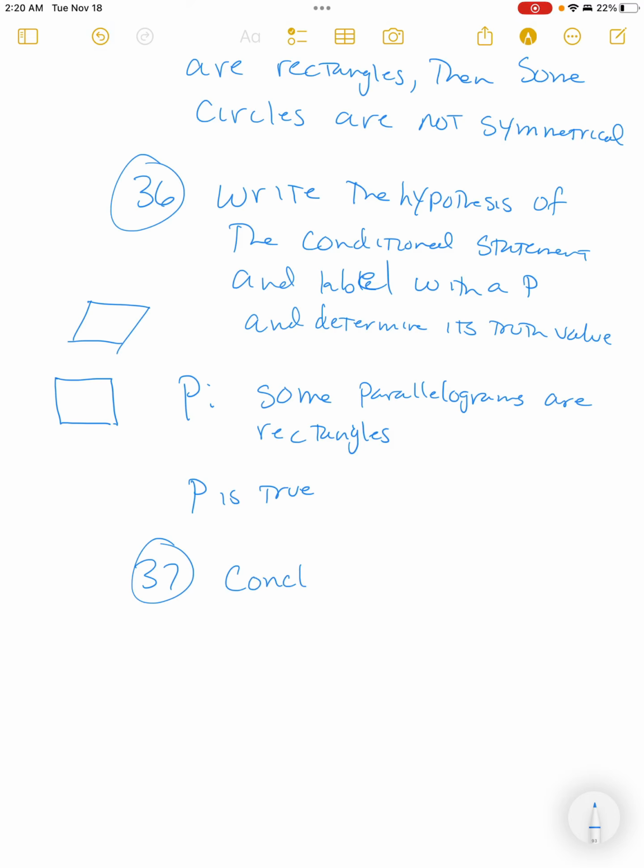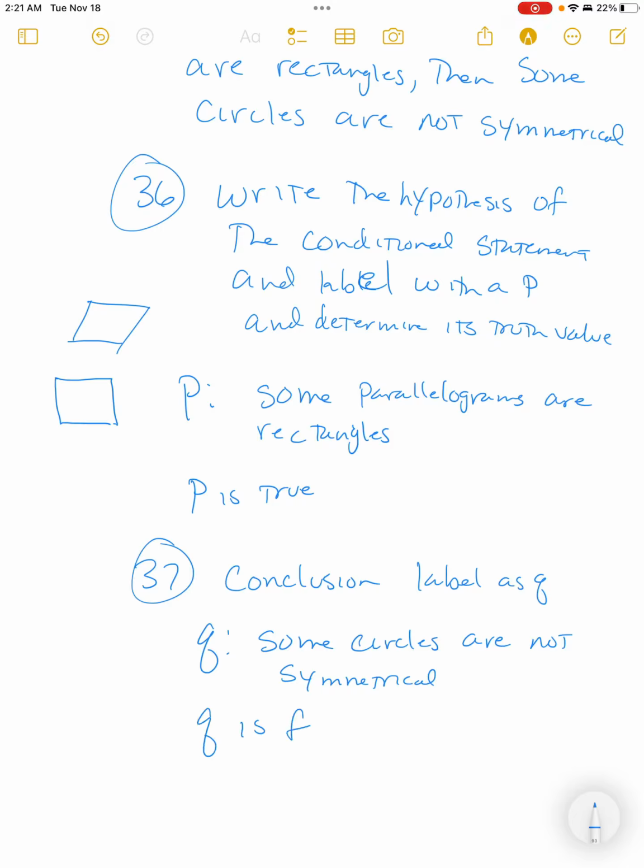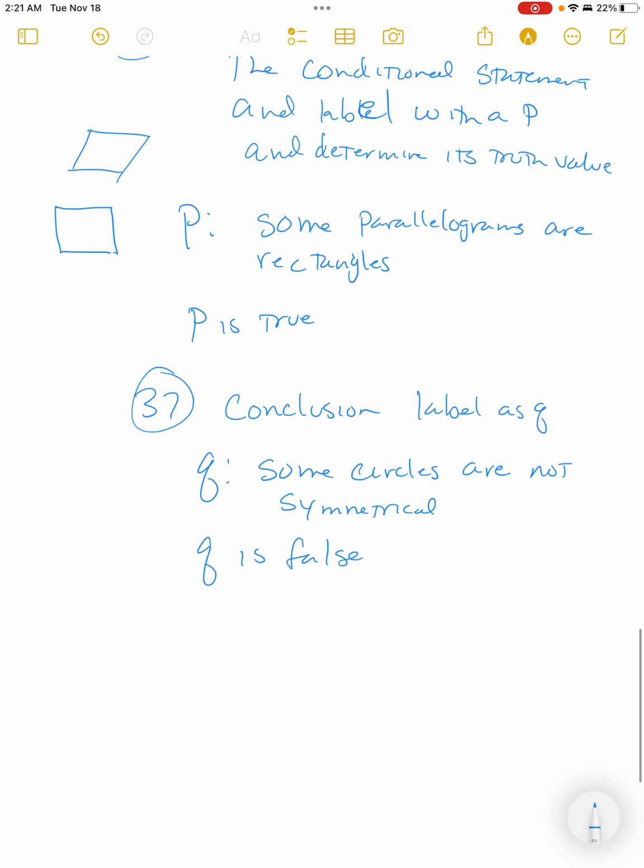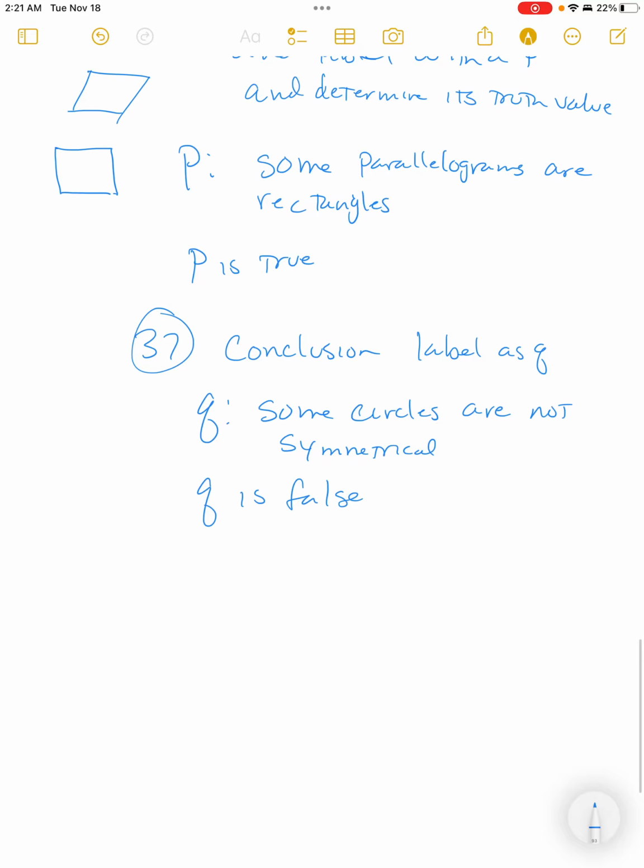37 is going to have us write the conclusion of the conditional statement, label it as Q, and determine its truth value. So what is Q? Q's the result of that. Some circles are not symmetrical. Well, Q is false. All circles are symmetrical, right? They're centered about, their points equal distance away. They'll always be symmetrical about that center line.